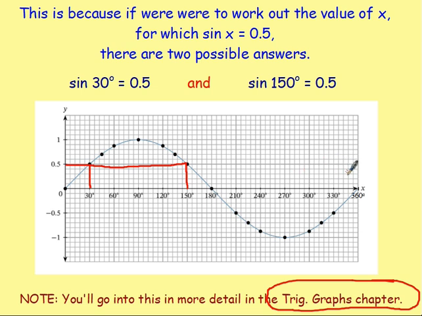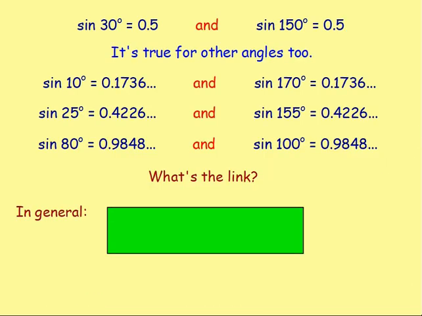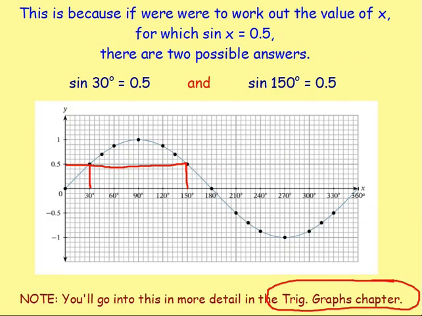But it's not just sine 30 and sine 150 that would be the same. You get lots and lots and lots of pairs. As it says here, it is true for other angles. The sine of 10 degrees is also the exact same as the sine of 170 degrees. Again, you can show that just on the diagram. The sine of 10 degrees coming along, if you go up, and the sine of 170 degrees, you can see they would be about the same.